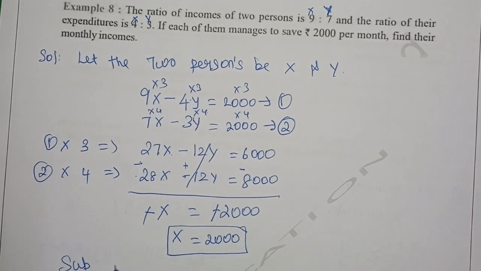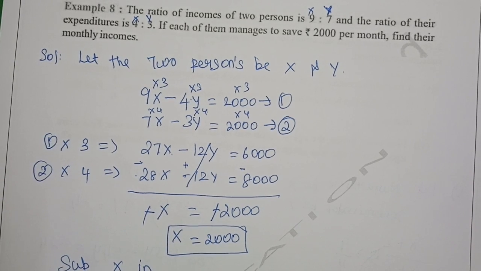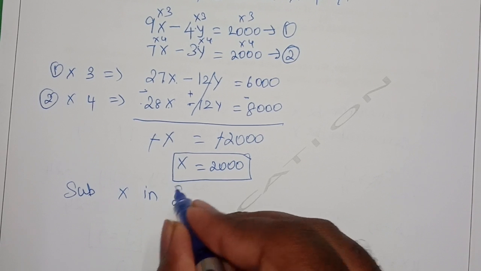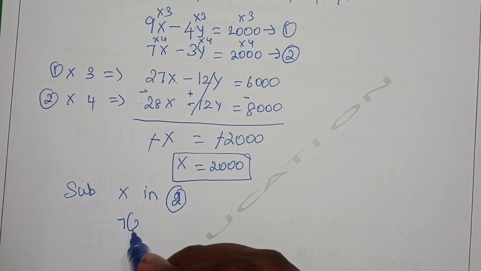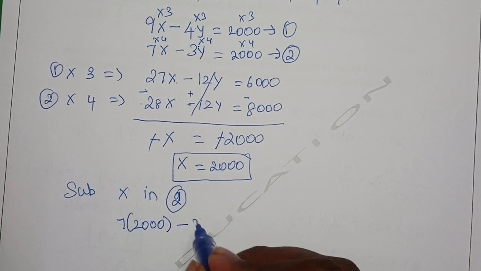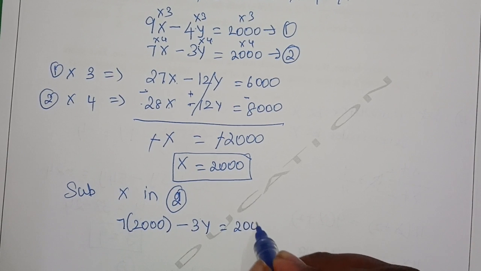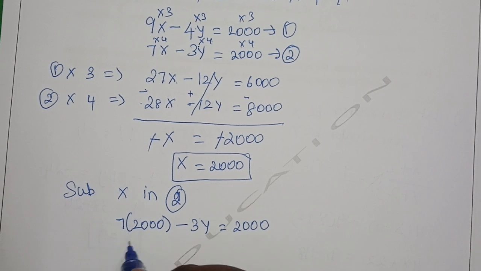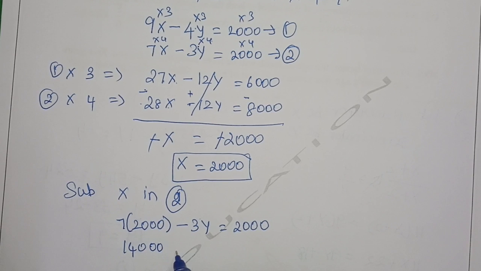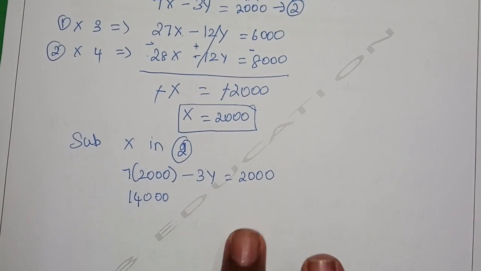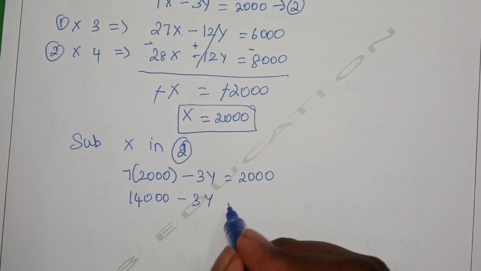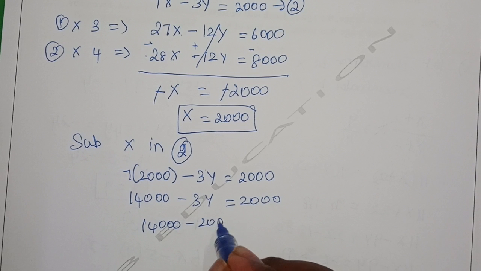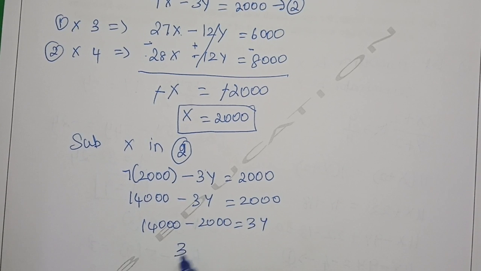Substitute x in any one of the equations. You can substitute in the first equation or the second equation. I will substitute in the second equation. 7 into 2000 minus 3y is equal to 2000. This is 14,000 minus 3y is equal to 2000. So 14,000 minus 2000 is equal to 3y, which is 3y equal to 12,000.